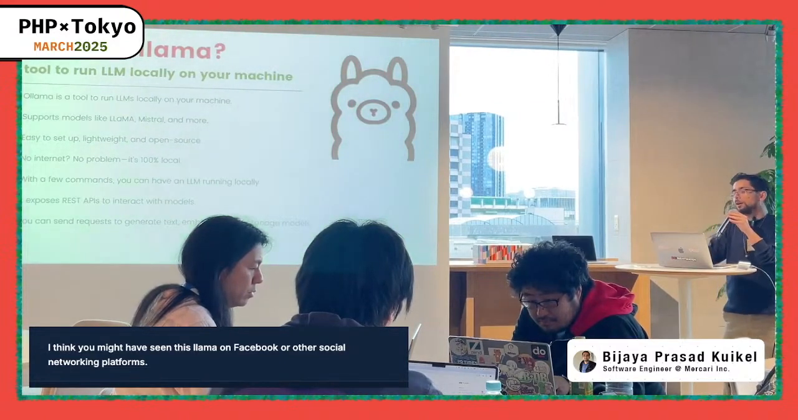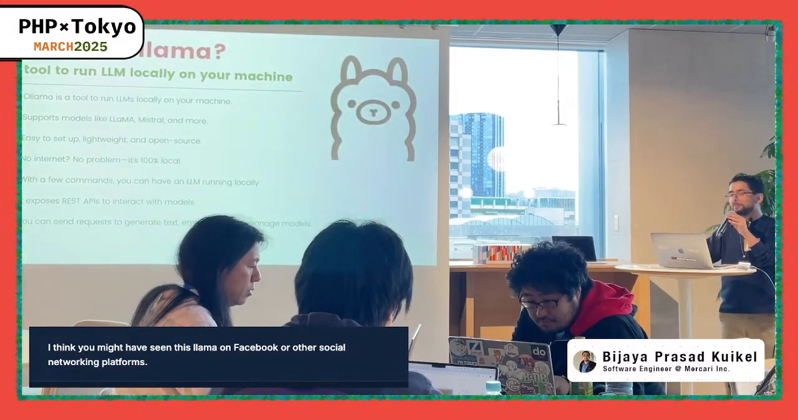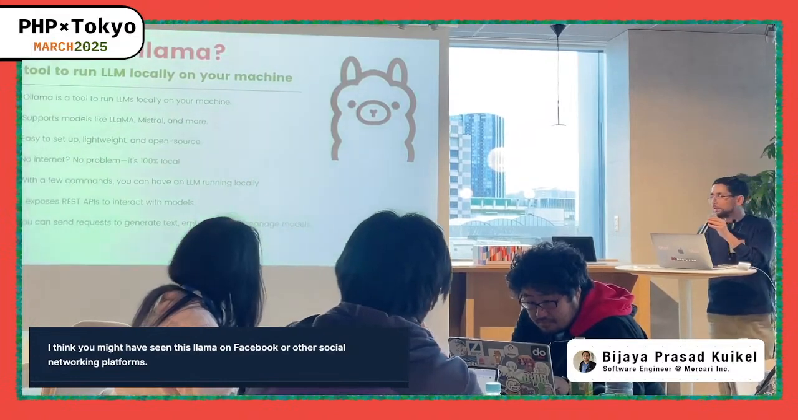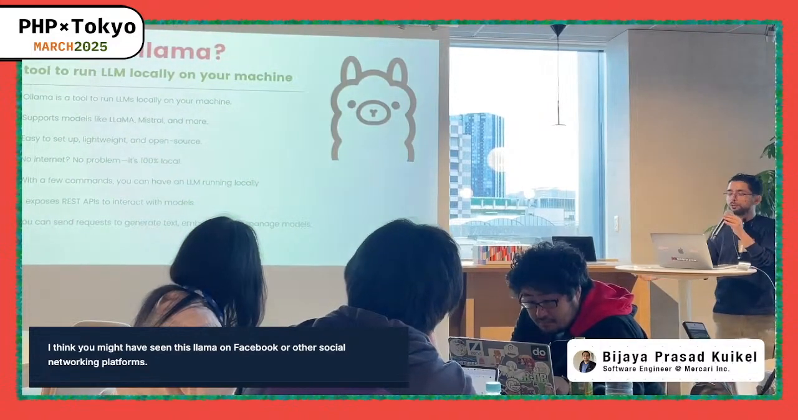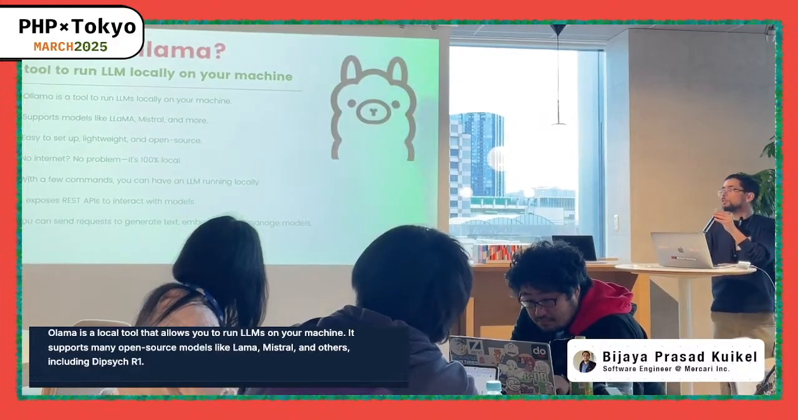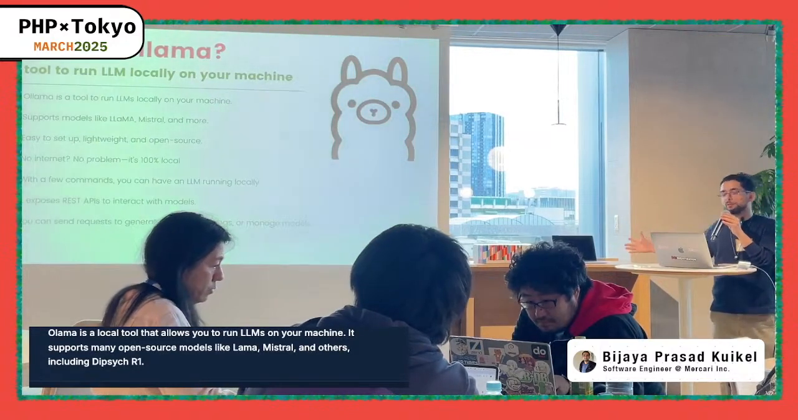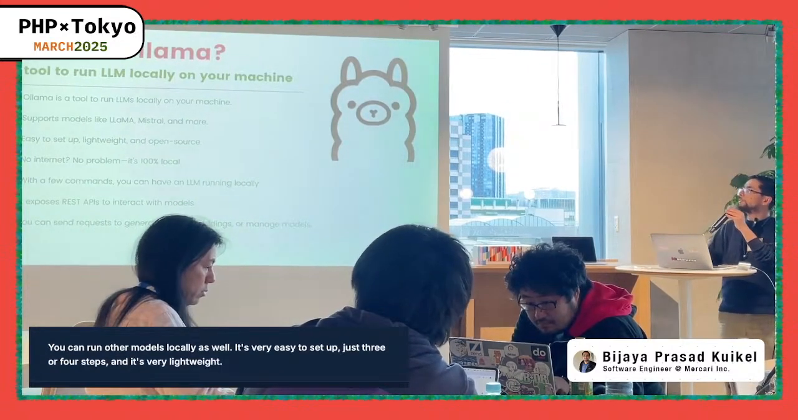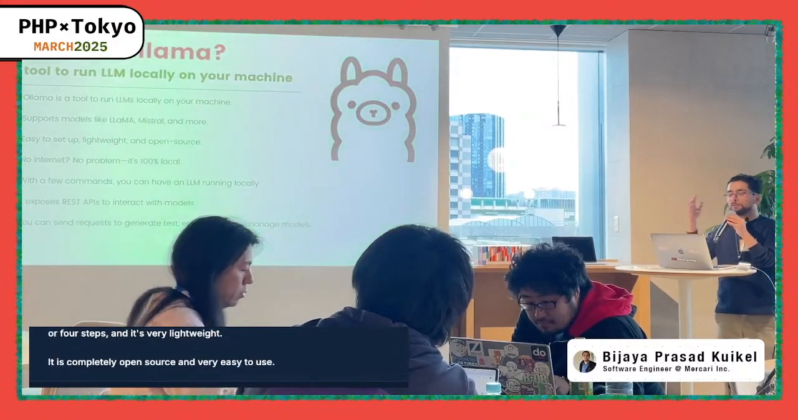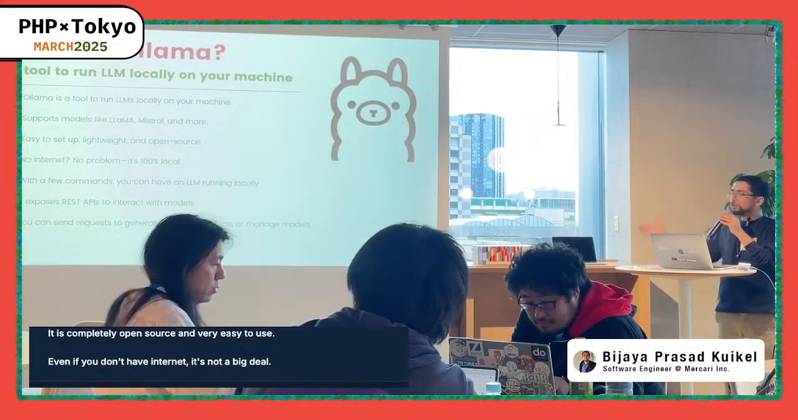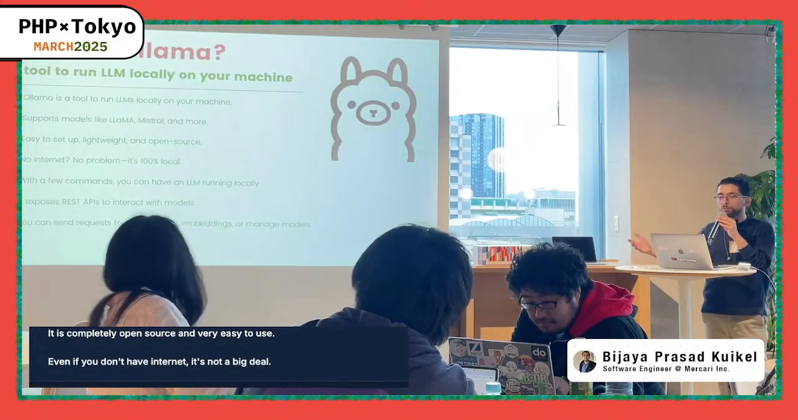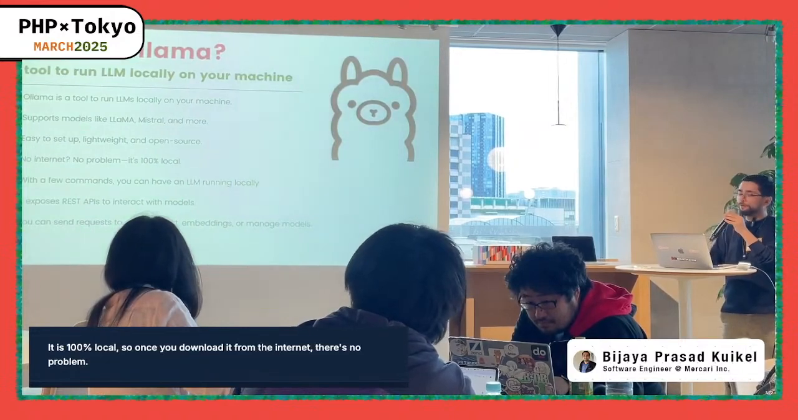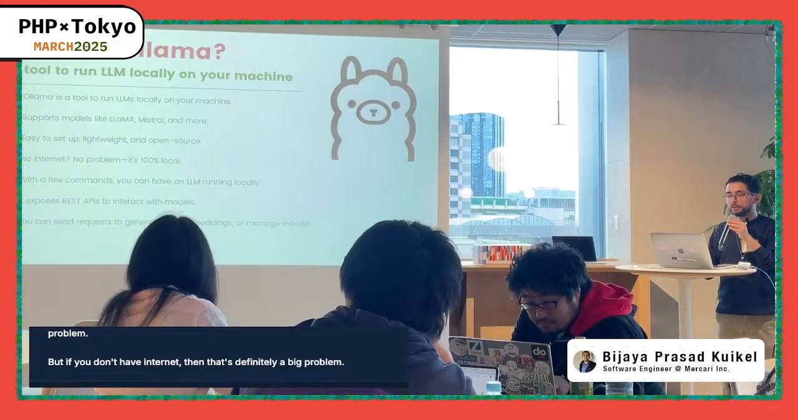And it supports lots of open source models like Llama, Mistral, and lots of other models, even the DeepSeek R1 and other models, you can run it locally. So it is very easy to set up. It just has a basic 3 or 4 steps, and it is very lightweight. It is completely open source, and it's very easy. So even if you don't have internet, it's not a big deal. It is 100% local. So once you download it from the internet, it's no problem. But if you don't have internet to download it, then that's definitely a big problem. So with only a few commands you can have a locally running LLM.